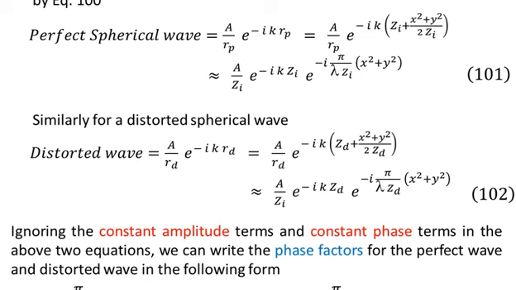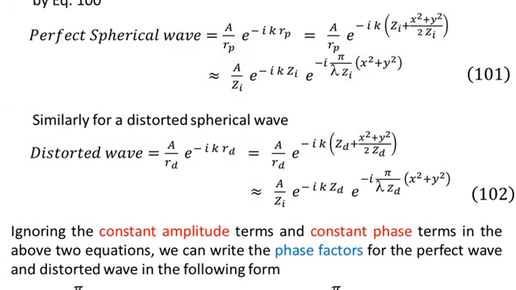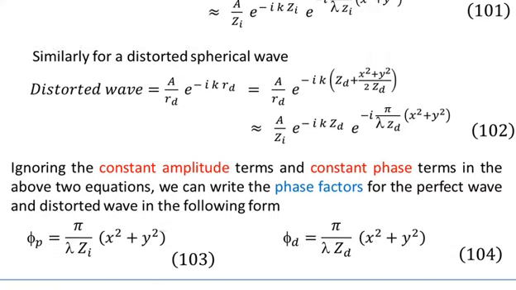Expanding this, the final result in equation number 102 will read that the distorted wave has the form approximately equal to A over zi into e to the power minus iota k zd into e to the power minus iota pi over lambda zd, and within the parentheses we have x square plus y square. Ignoring the constant terms, that is e to the power iota k zd and in this case e to the power minus iota k zi, these are the constant phase terms.